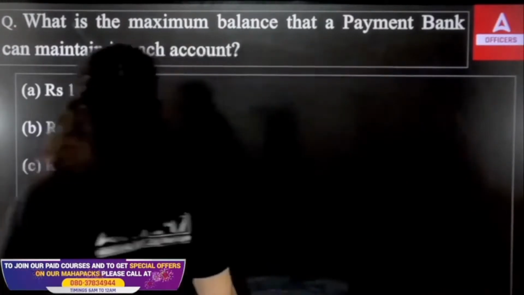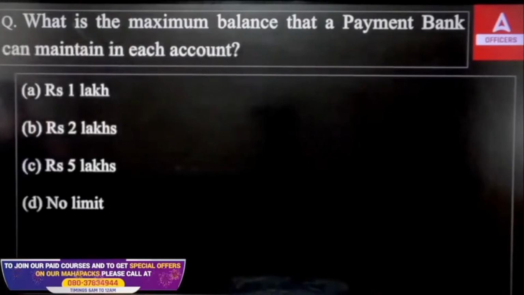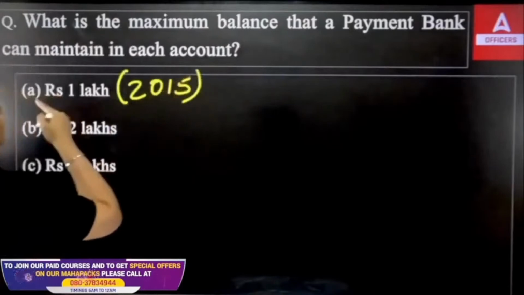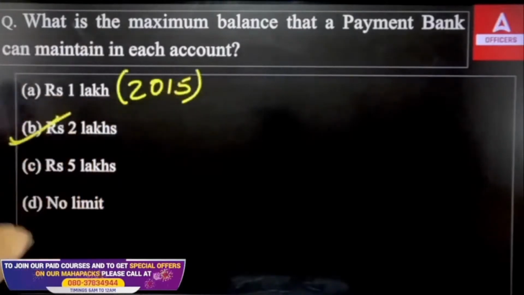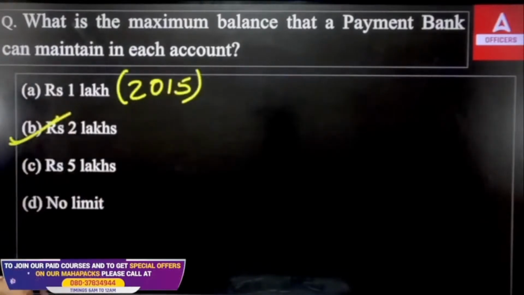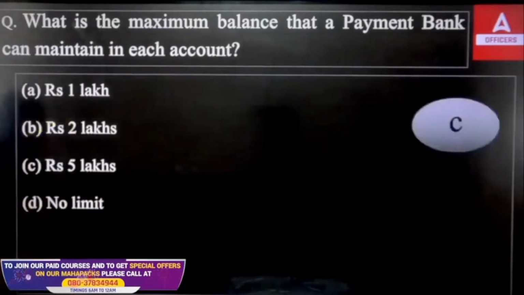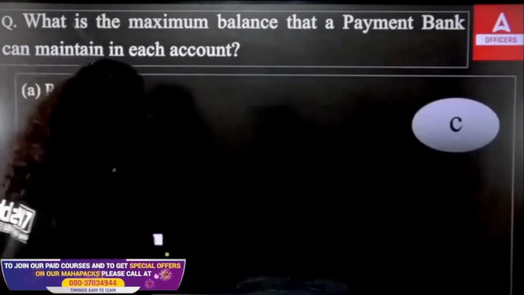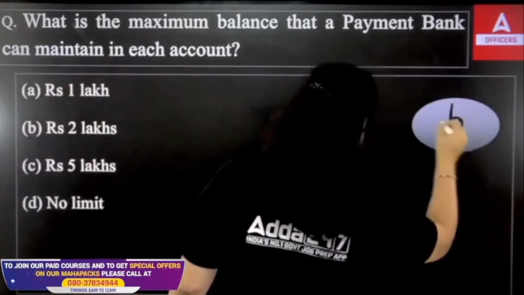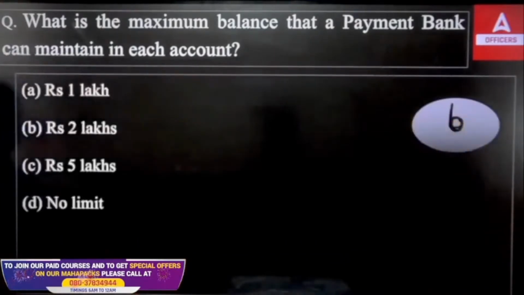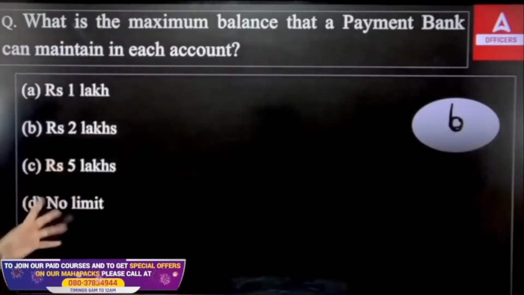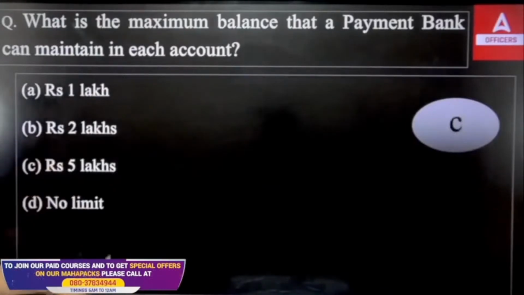So the maximum balance that a payment bank can maintain in each account, when the bank was introduced in 2015, was rupees 1 lakh. But now it is rupees 2 lakhs. This is B. So 2 lakh per customer can be accepted by a payment bank now. Earlier it used to be 1 lakh, but now it is 2 lakhs. The right answer will be option B.